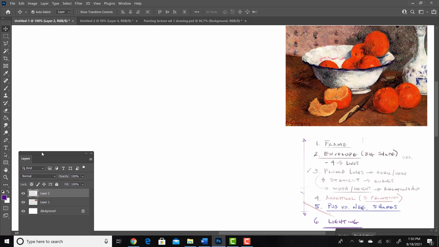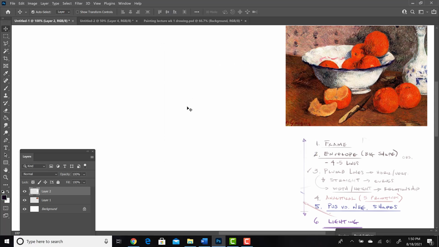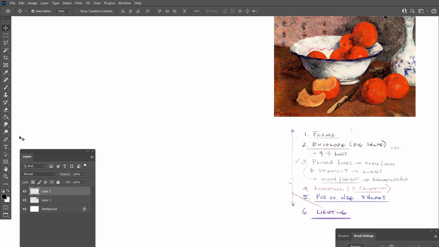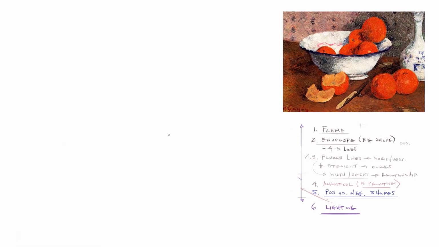Okay, seeing as your homework is to break down 10 still lifes using our process for drawing and painting, I wanted to make sure I did one as an example. All I've done here is grab a still life. You can choose anything you want. This is from Gauguin, 1881, Still Life with Oranges. And I'm just going to work through the same process.